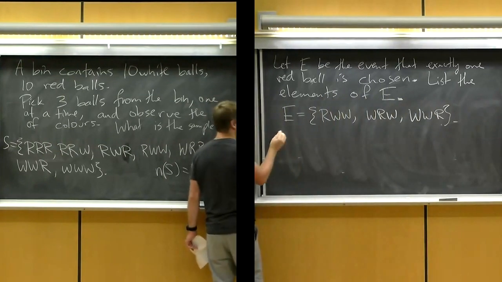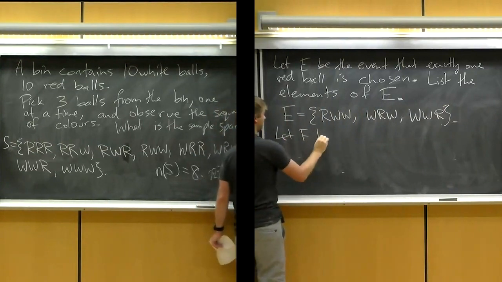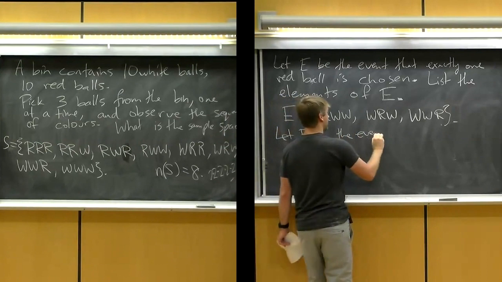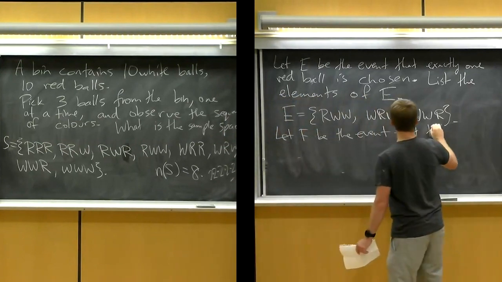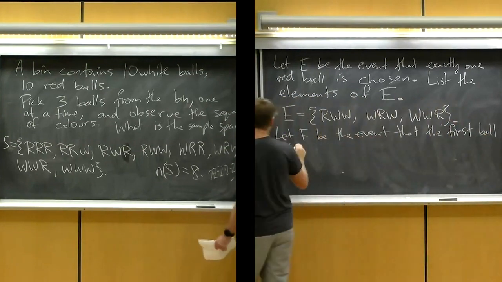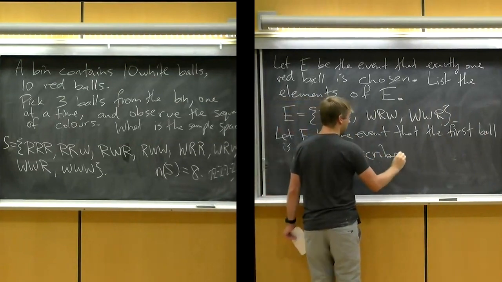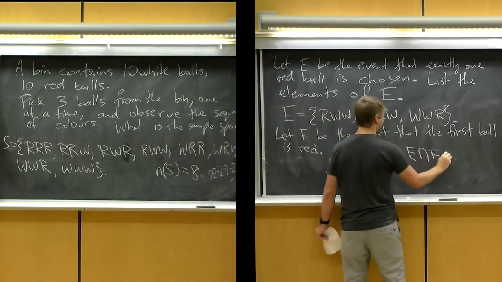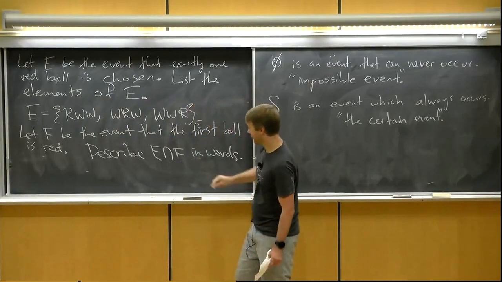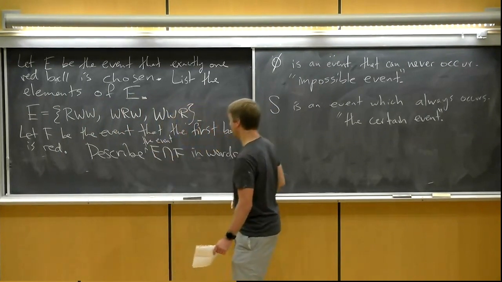Okay, just quickly now, one more question you could be asked. Let F be the event that the first ball is red. Now, you could be asked to describe the set E intersect F in words. Or when I say set, I mean event. So describe the event E intersect F in words.